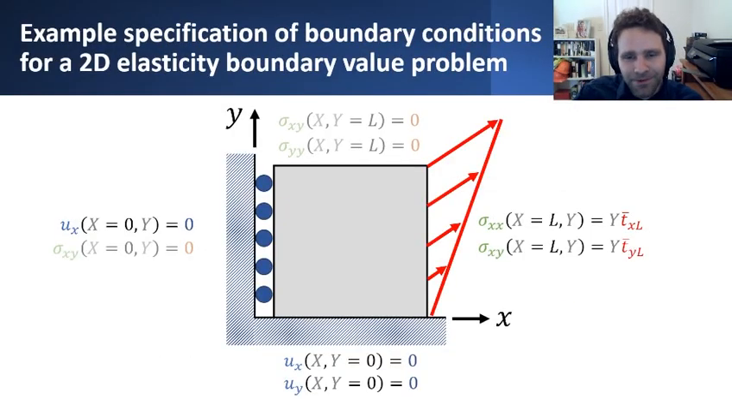All right. So what's a good example of a particular boundary value problem, and how do I actually define some of these boundary conditions?